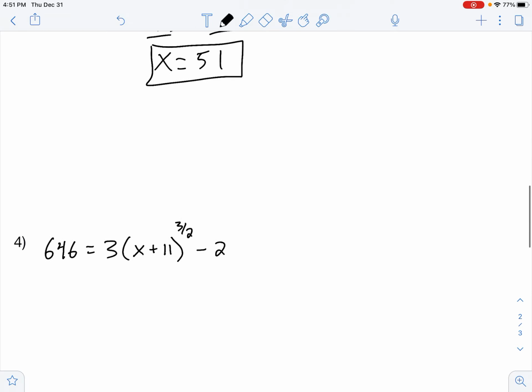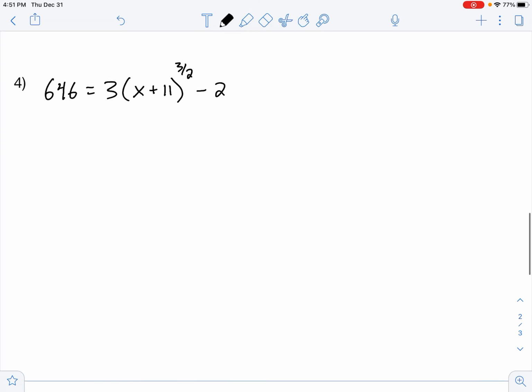All right, let's look at this last problem here. So now we have the binomial inside the parentheses being raised to the 3/2, plus we have some other terms here. So the parentheses goes with the exponent. We need to get rid of the other things that are there, the 3 and the -2. I'm going to go ahead and add 2 first, because we need to add and subtract first.